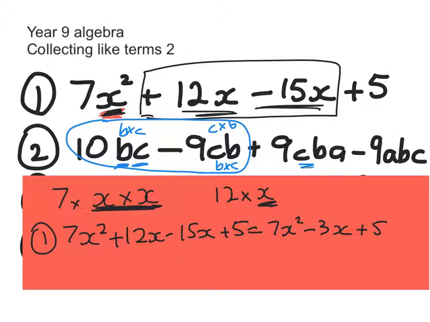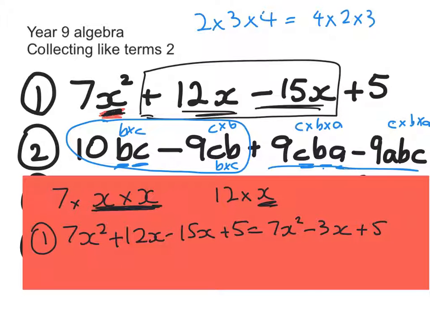In here I've got c, b, a. So this is 9 lots of c times b times a, but I can reorder that any way I want, just as 2 times 3 times 4 is equal to 4 times 2 times 3. So here I can rewrite this as c times b times a as well. So these are like terms too. So let's look at what happens when I put those together. Well, I've got 10 lots of bc, take away 9 lots of bc. So that leaves me with one of them.